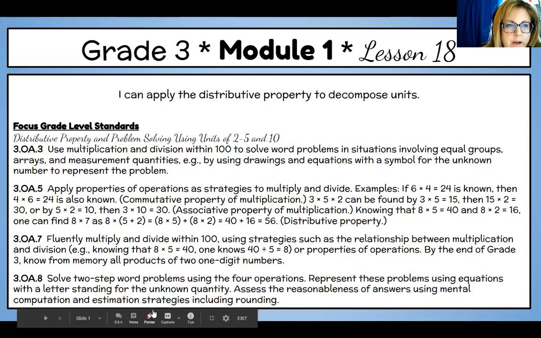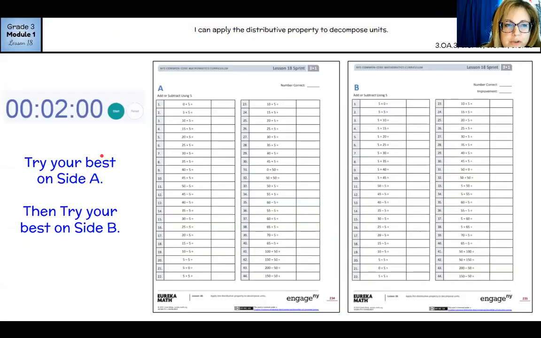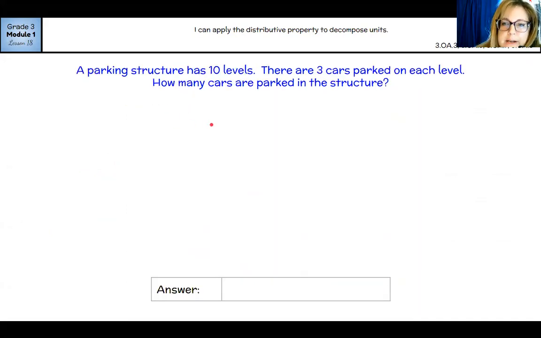Everyone. So today we are working on Grade 3, Module 1, Lesson 18. And the goal here is that I can apply the distributive property to decompose units. Our focus is distributive property and problem solving using units of 2 through 5 and 10. You should be able to skip count by 3s, 4s, 5s, 6s, and we've been practicing some of the bigger ones as well. Remember, our goal is to apply the distributive property to decompose units.